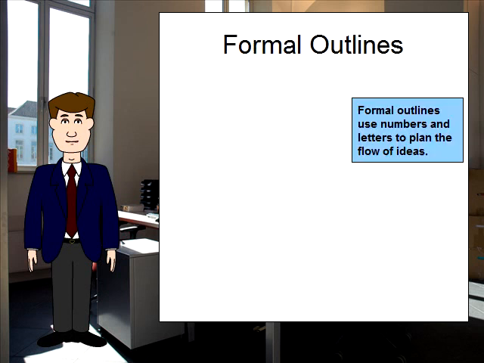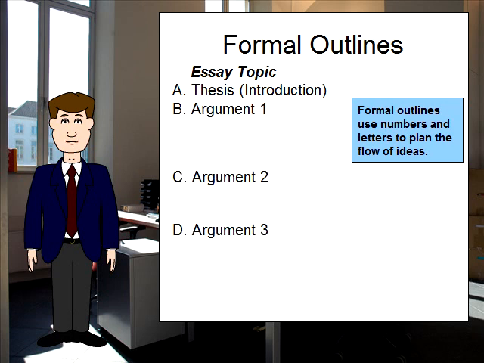A formal outline uses letters and numbers, and sometimes Roman numerals, to carefully structure your ideas. For example, you might begin by writing your topic at the top, followed by your thesis, which you will state in your introduction paragraph. Next, you will add sections for each argument that you'll discuss. Leave room to add in your details and evidence.